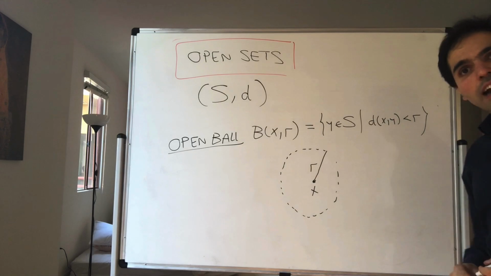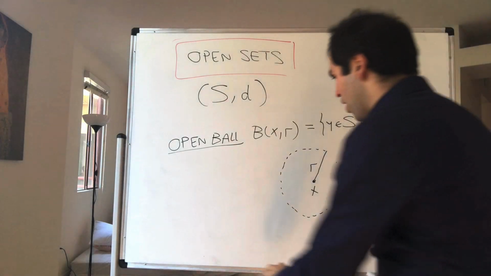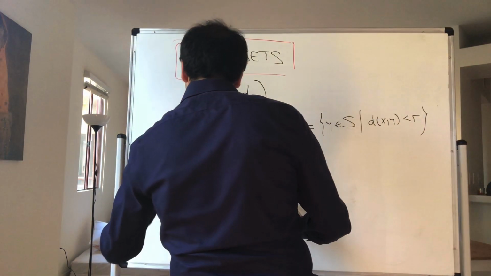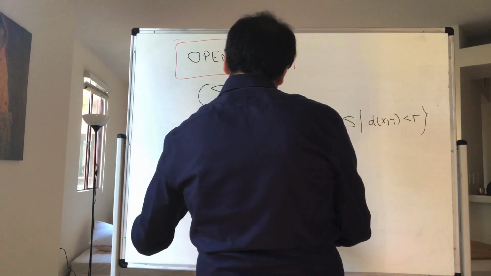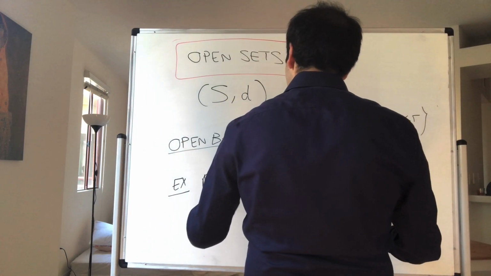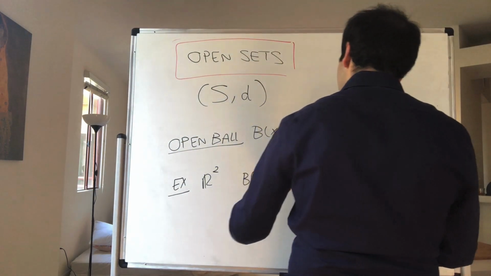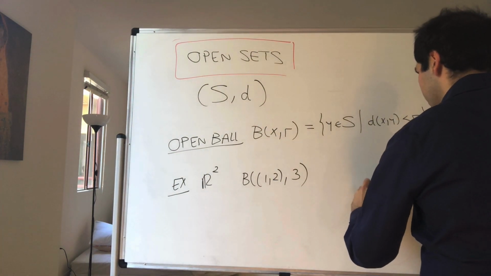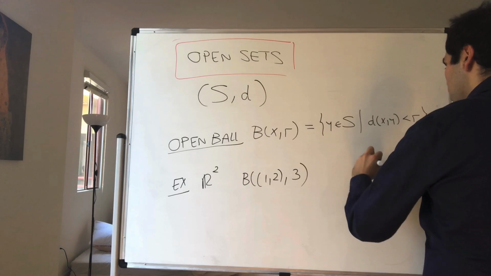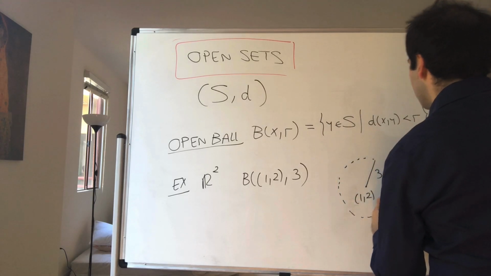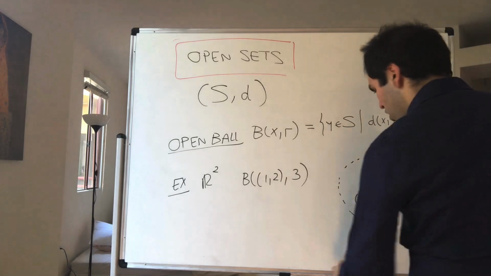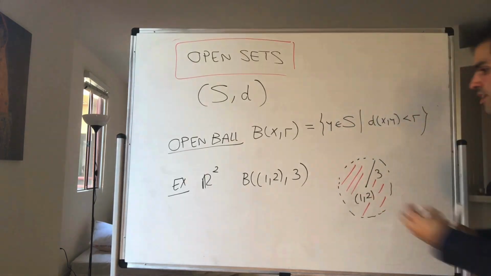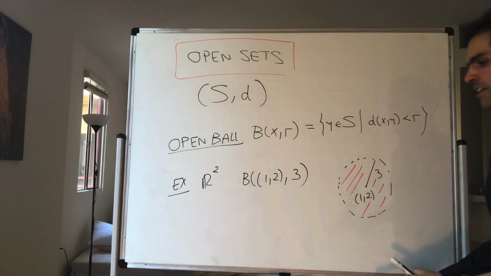And in fact, let me give you a couple of examples of balls. So for instance, in R^2, you can consider the ball centered at (1, 2) and radius 3. Well, it's just the set of points that are less than 3 away from (1, 2). So, in other words, this is the ball centered at (1, 2) and radius 3.